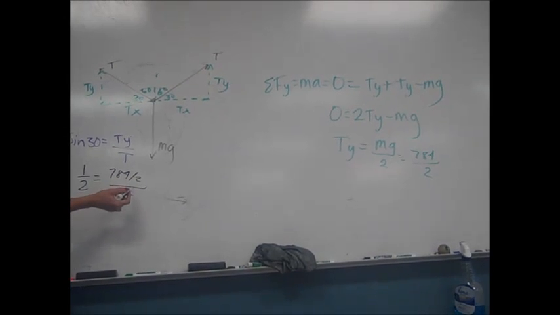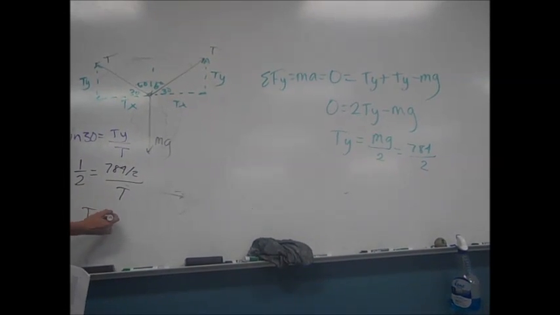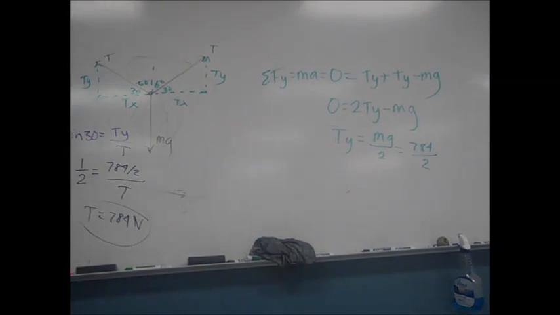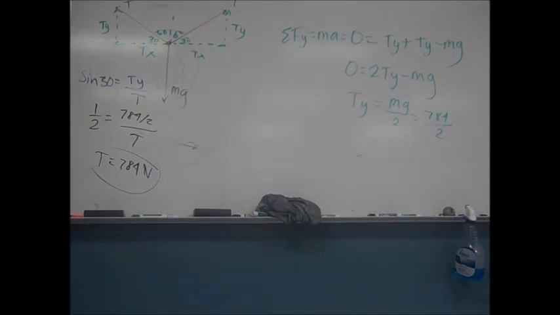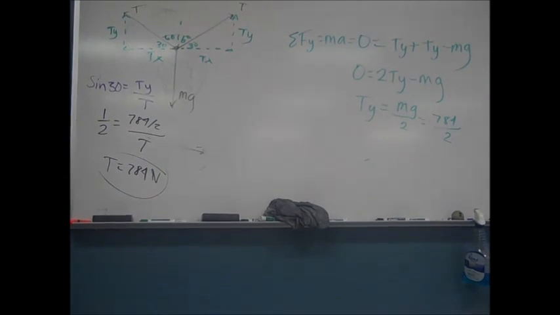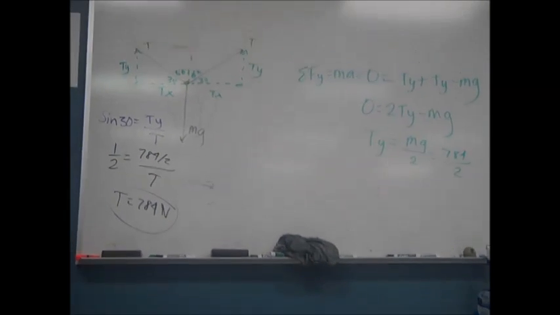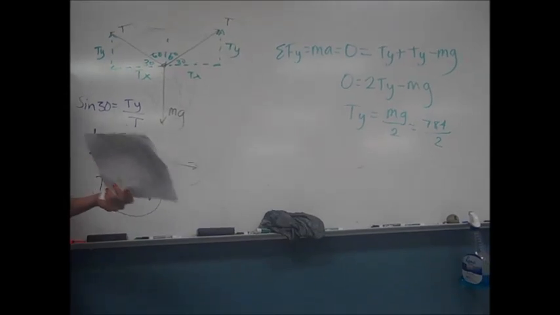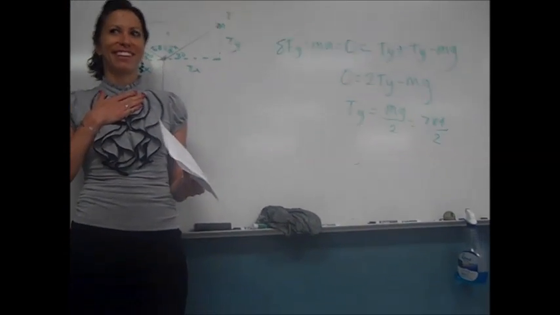The reason I left it as 784 over 2 is because eventually you're going to multiply by 2, so then you get tension is 784. And that's the same for both. So 784, 784, 784. It just so happens to be. Questions about number 13? Okay. The last 2. I'm going to assume you want me to do these problems. Am I wrong? No.